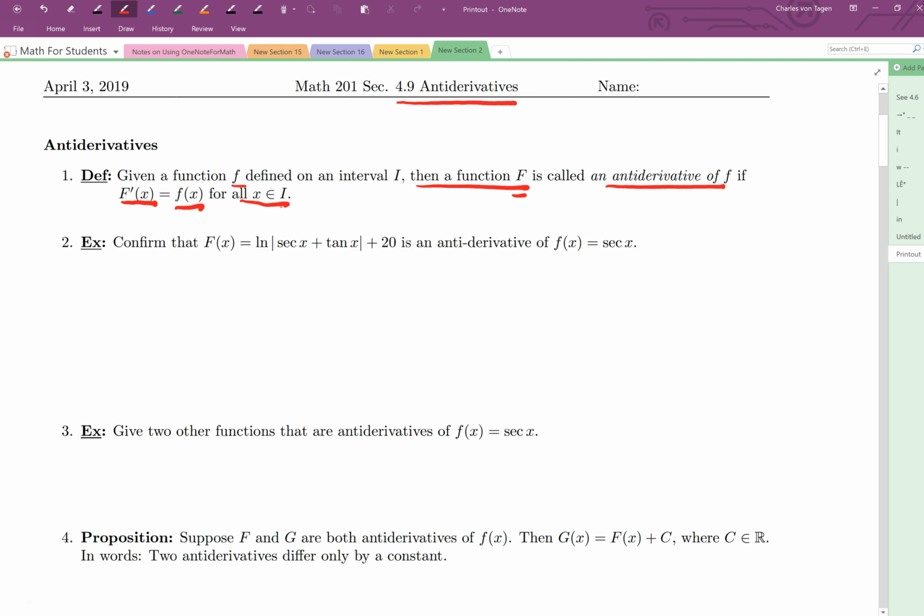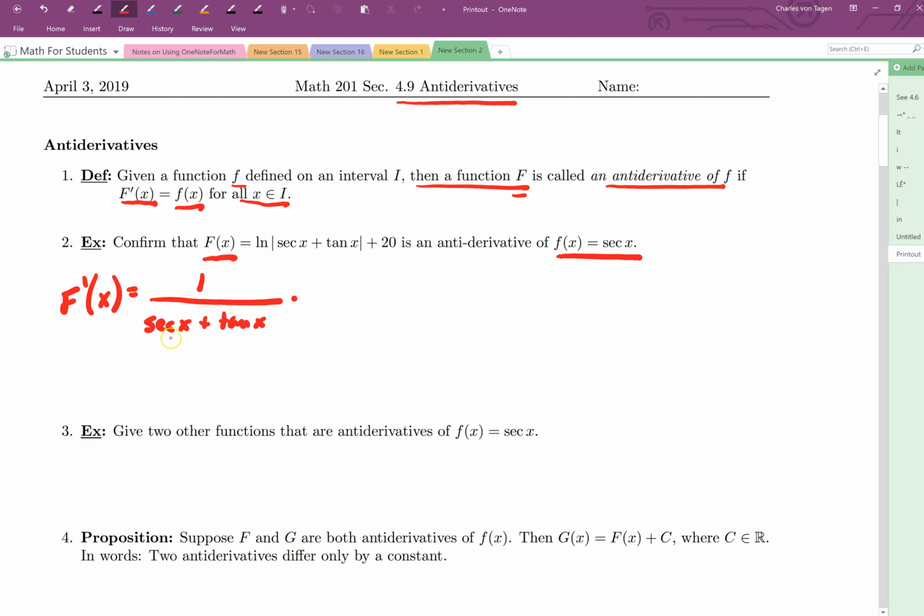Okay, so for this first example, we're not going to calculate the antiderivative. We're just going to confirm that capital F of x here is an antiderivative of the secant of x. Well, I'm claiming that if I take the derivative of this, I will get the secant of x. How should I check that? Well, let's check by actually taking the derivative. So we get that F prime of x, so the derivative of capital F of x, is the derivative of the natural log of an expression, which is 1 over that expression times the derivative of that expression.